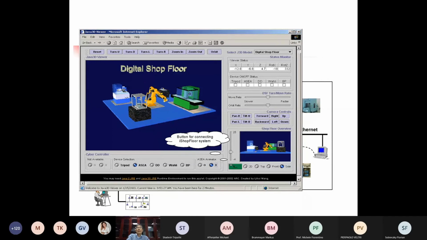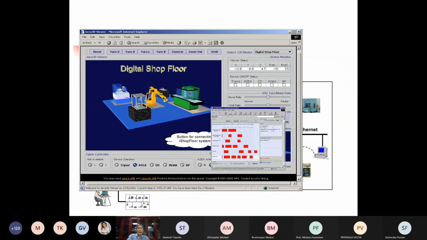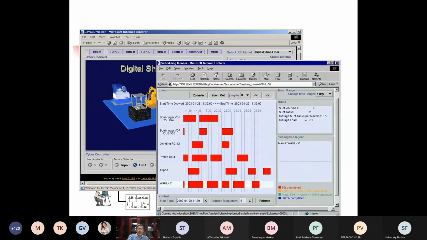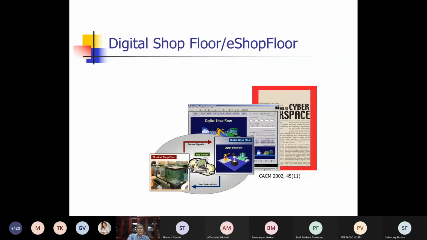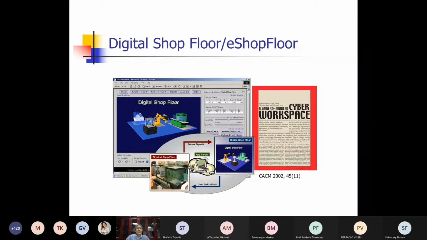This was implemented in a digital shop floor environment about 15 years ago in our research lab. It's a very early project, a schedule on the web. I probably just mentioned in that slide the digital twin technology, which the first speaker also mentioned in his talk today.